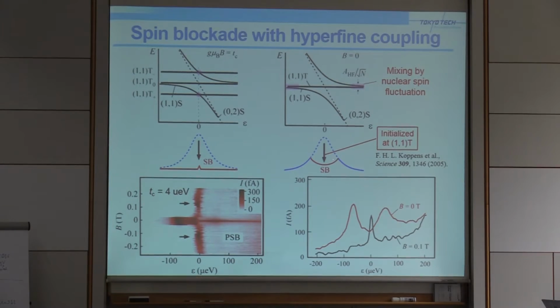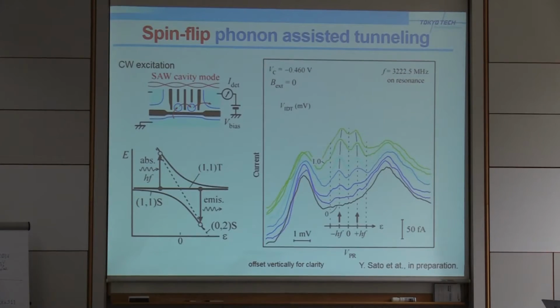But spin blockade works only around the zero detuning region. That is the reason why you see a dip here. This looks like a double peak, but I think it is not a double peak, but just a dip in the center of the large resonant condition. Now we zoom in on the center of the spin blockade region and irradiate the surface acoustic wave cavity. Then we see a current peak around here and around there, which are almost separated by 2hf, which can be explained by this spin flip phonon-assisted tunneling.